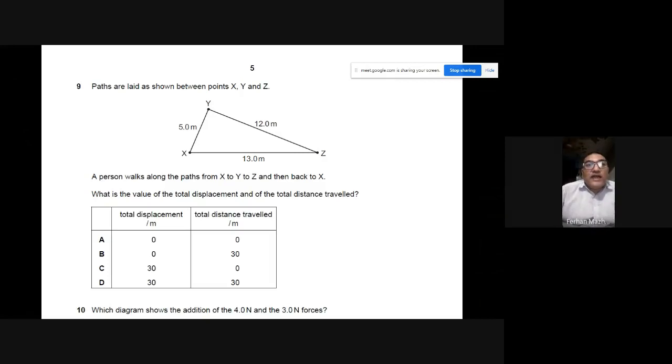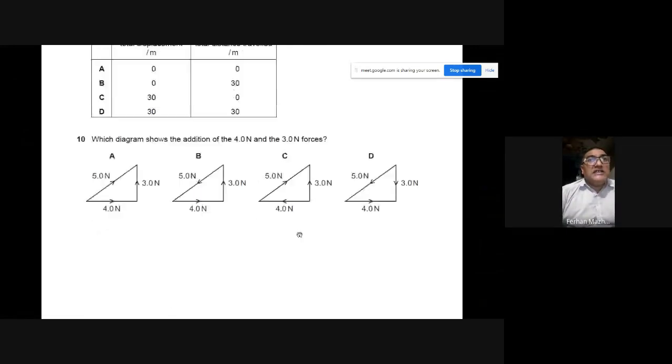When your starting point and the finish point are the same point, then the displacement is 0. And the distance, we can find from the length of the path: 5 meter, 12 meter and 13 meter. From X to Y, 5, from Y to Z, 12, and from Z to X, 13. 5 plus 12 is 17, and 17 plus 13 gives you 30 meter. So the displacement will be 0 and the distance traveled will be 30 meters. So B is the option. Question number 9, B is the option.